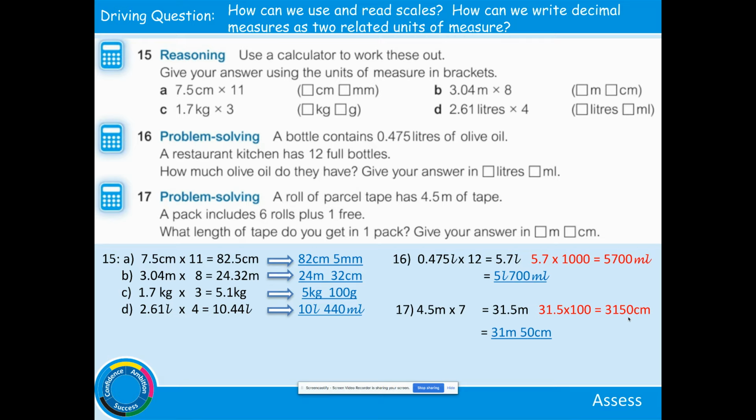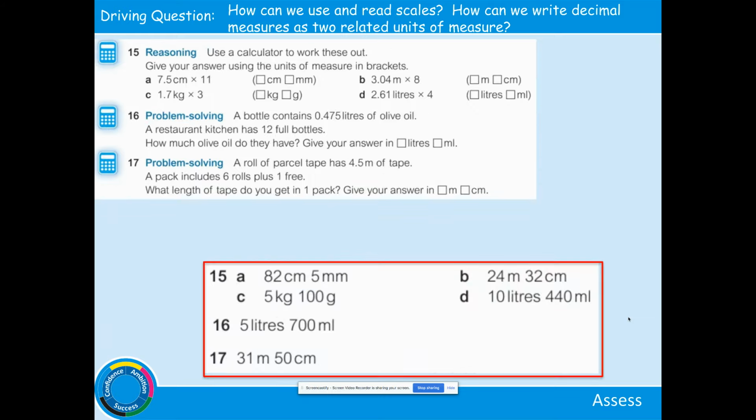Okay, make any corrections. Press pause while you do so. Press play when you're ready for the final slide. Right, okay, this is just showing the answers just as answers. Might be a little bit clearer for you.